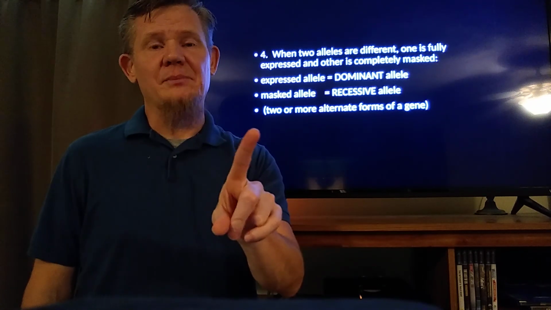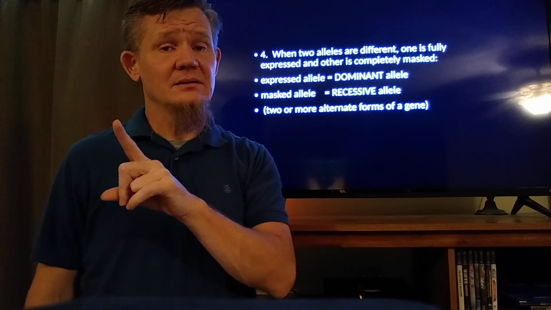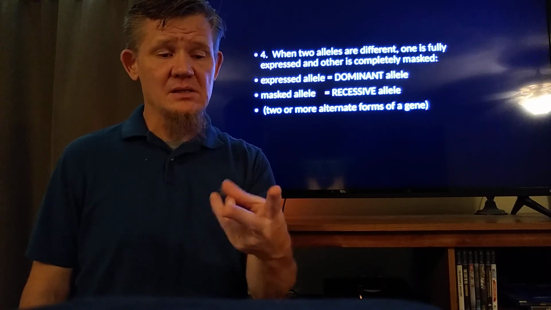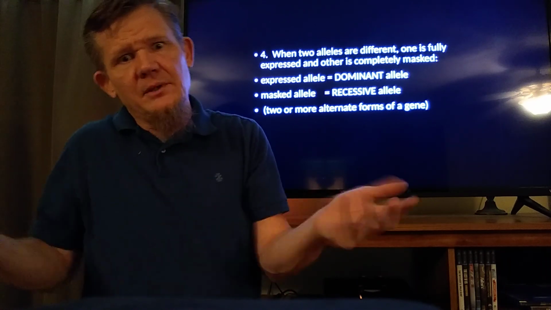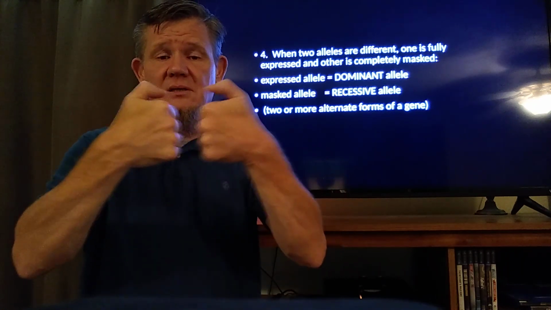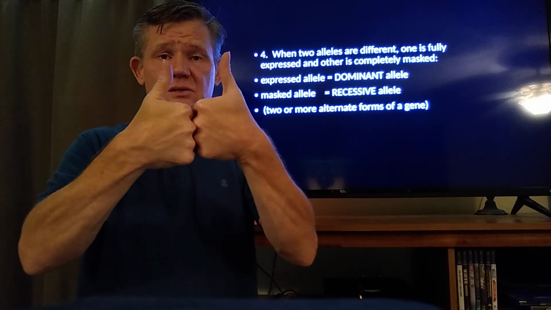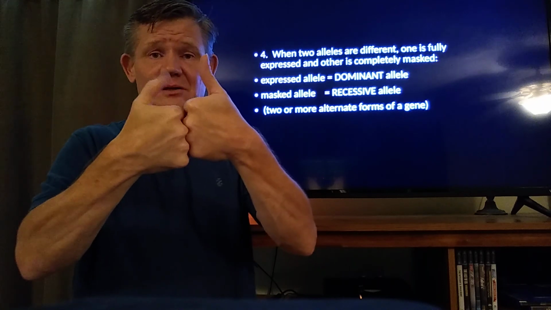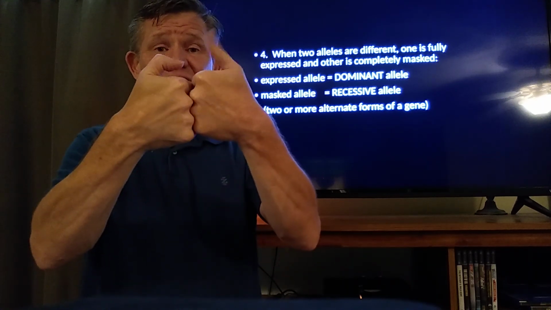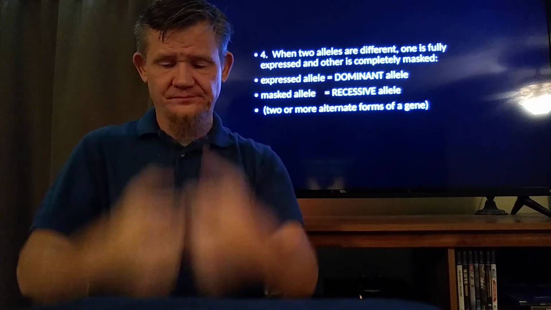You only need one copy of the dominant trait to show the dominant trait. Two copies of the dominant trait means you still show the dominant trait. The only way to show the recessive trait is to have two copies of the recessive. Two dominant, I show the dominant. One dominant, I show the dominant. The only way to show the recessive is to have two recessive.